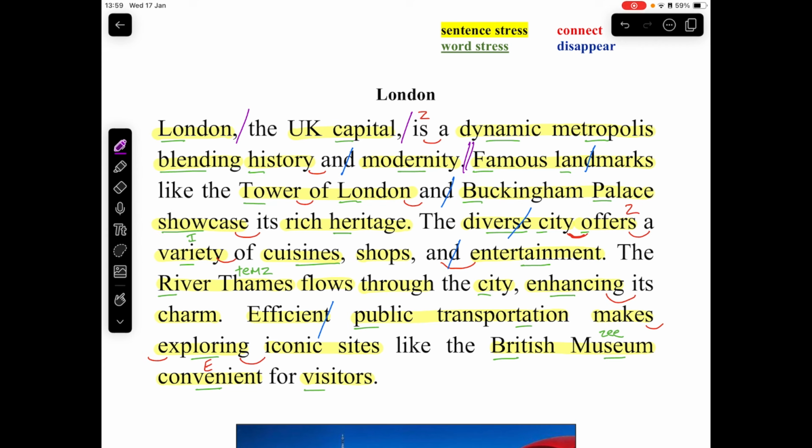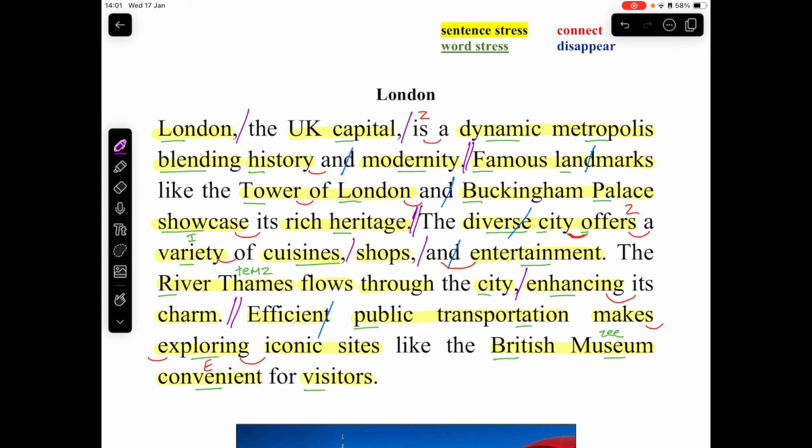Famous landmarks like the Tower of London and Buckingham Palace showcase its rich heritage. Okay, so double line in here for a longer pause. The diverse city offers a variety of cuisines, shops, and entertainment. The River Thames flows through the city, enhancing its charm. Efficient public transportation makes exploring iconic sites like the British Museum convenient for visitors. So a nice variety of things to look at here, and also quite an interesting range of vocabulary. So what I want you to do now is listen to me read the text out loud and try to listen for all of the features that I have highlighted here.